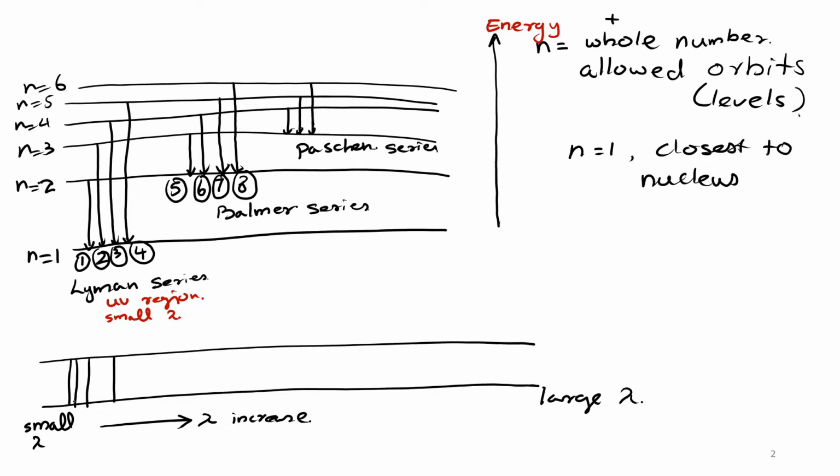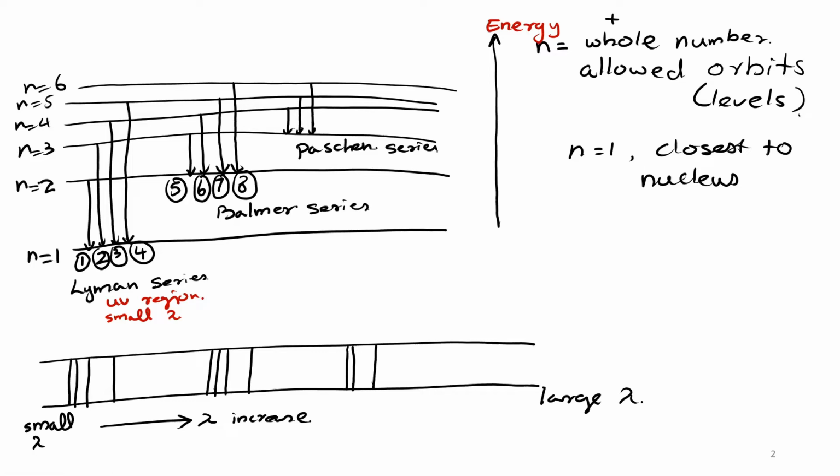Note how they have spacing from small wavelength. As you increase, you can see that the spacing between two lines is going to gradually increase. And then our Balmer series will also appear like this. And our Paschen series will also appear like this.